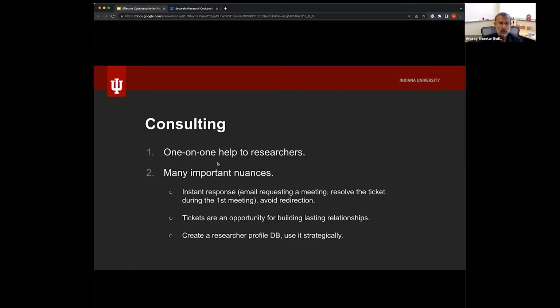And of course, we take all the information about these researchers, put them in a database, and use it when it serves us. When we go back to them again, or they come back to us again, we remember who they were, what they were doing, and that's very useful to have.